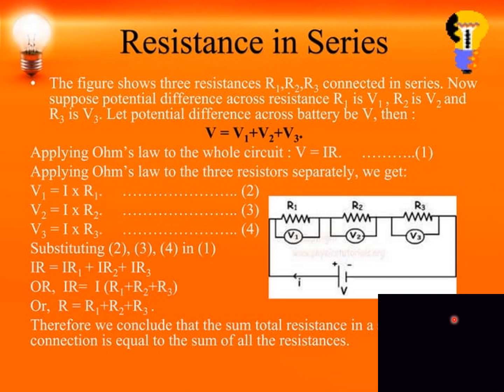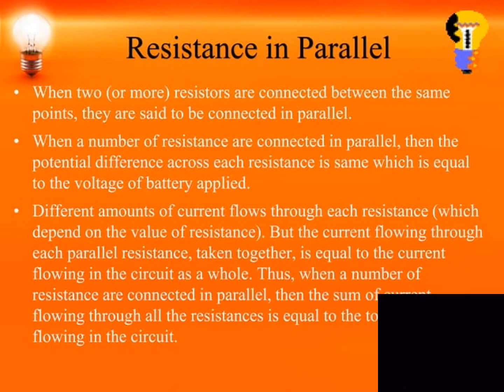So whatever the bulb is there, the electricity passed is the same. Okay, so I is the same for all, the R is different. So adding all the R, we will get the total resistance, and V is equal to IR. This is the condition. Okay, this is the condition in resistance in series. And next one, resistance in parallel. That is what our home appliances use.